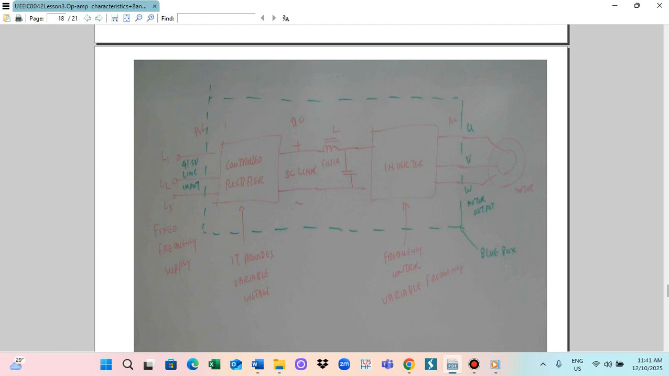This control rectifier produces a DC output. So the DC link, in the control box, you can see the DC. This DC is the output voltage coming out. So we have to phase down the DC. This is for the phase down circuit.